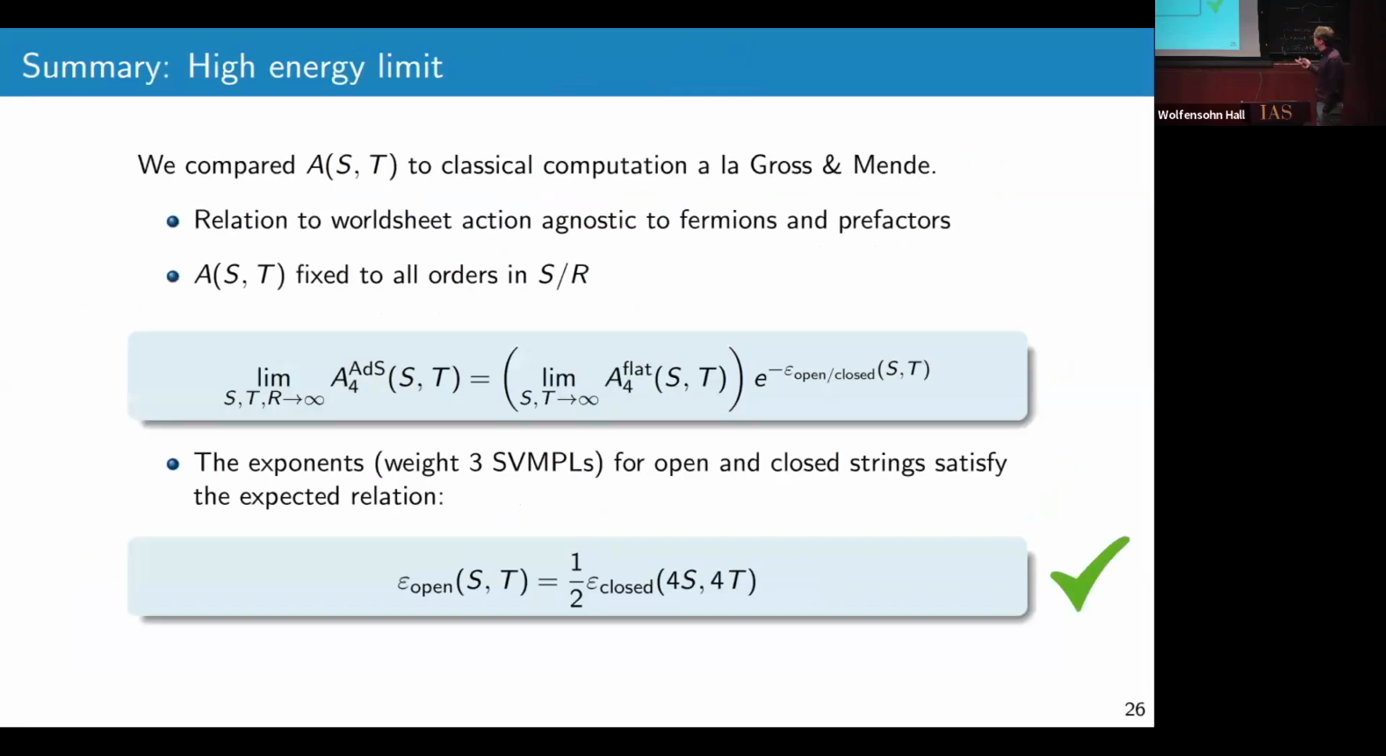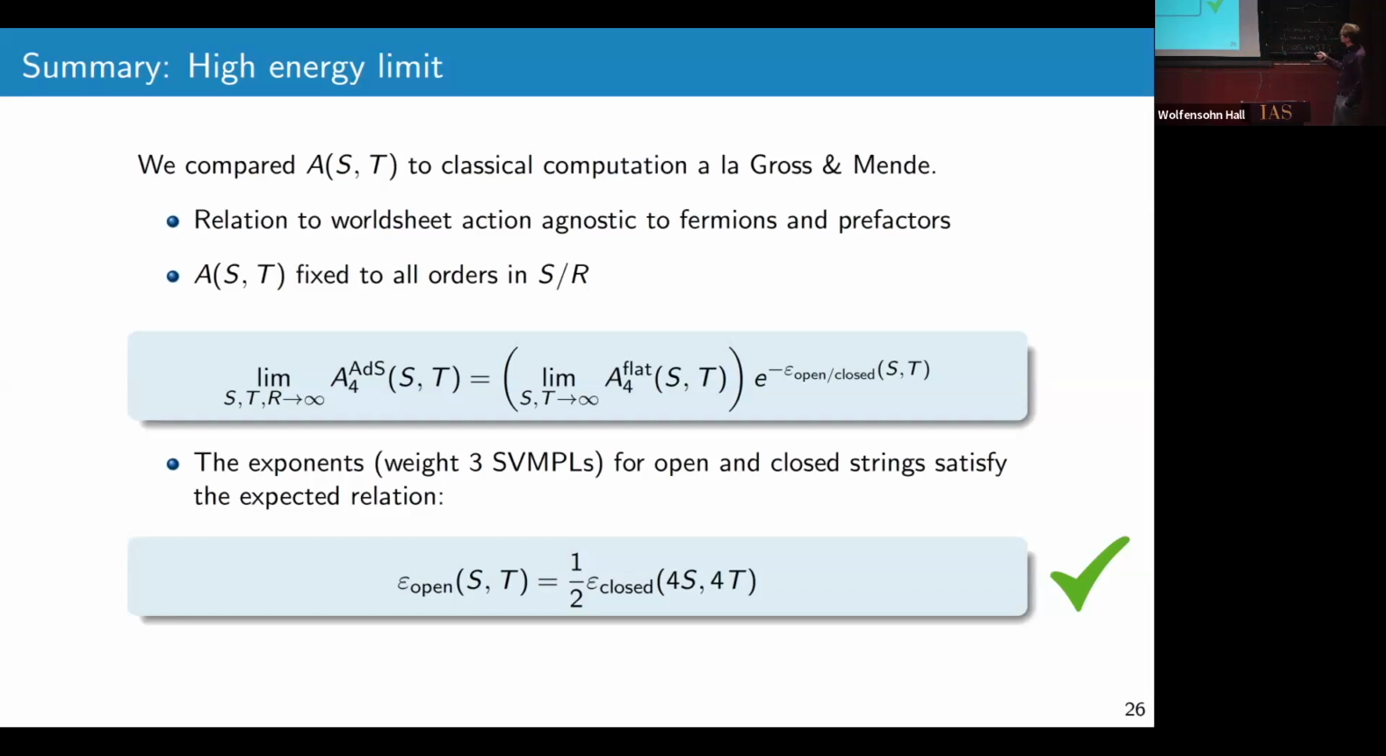So let me sum up about the high energy limit. We compared it to a classical computation à la Gross and Mende. This gives a relation that is agnostic to many details like fermions and prefactors of vertex operators. And we got this result that is valid to all orders in S over R.